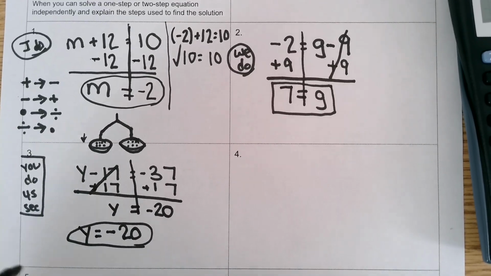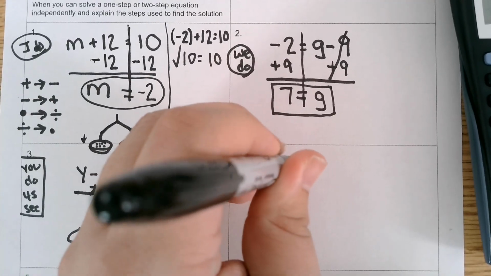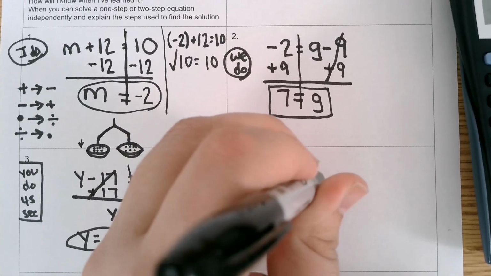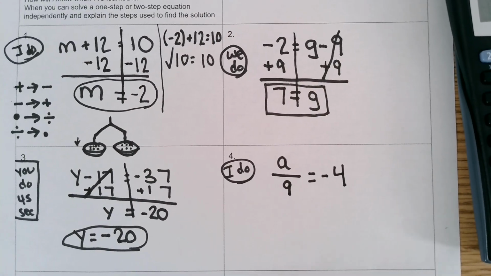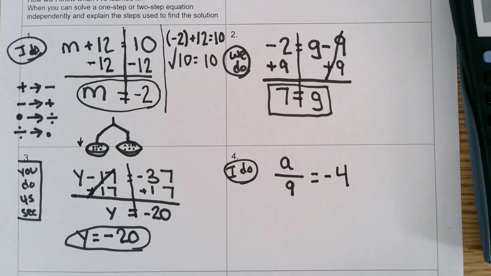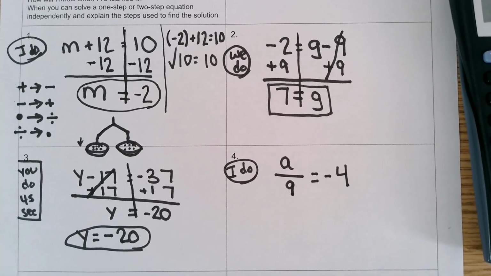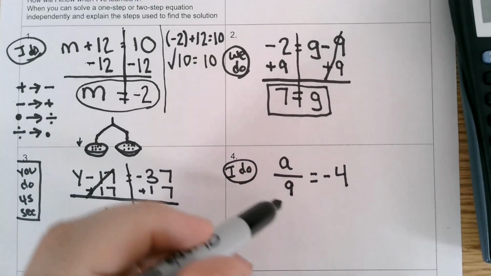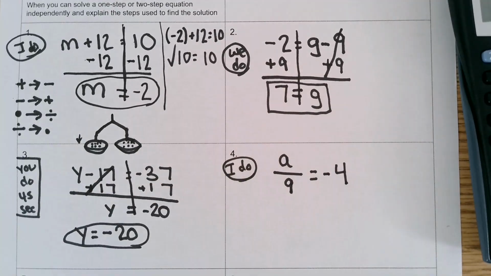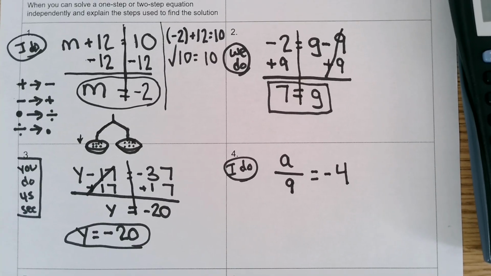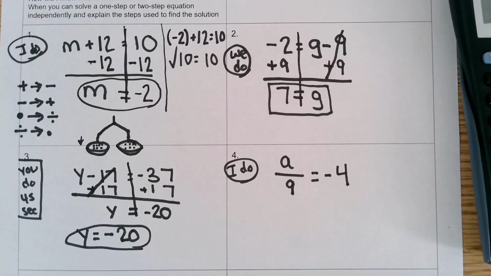So now let's talk about what we have to do via multiplication and division. We're back to I do. Here we are once again. A over 9 equals -4. And this is always the one that trips people up. In all my experience with equation solving, this situation, A over something, always trips people up. Here's what you have to think about, because a lot of us think about fractions.